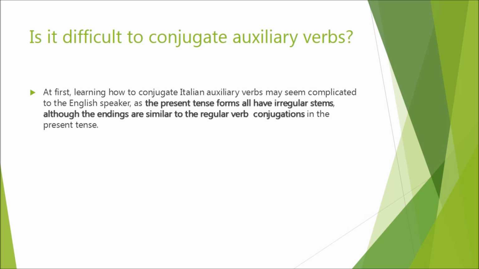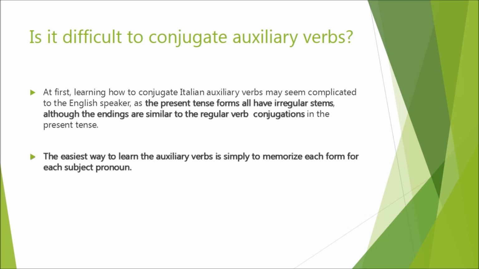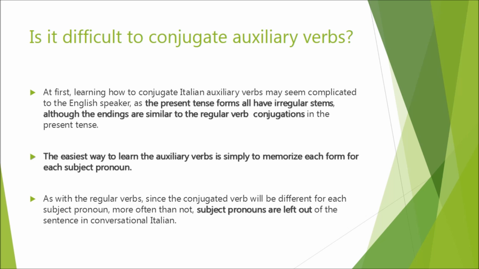At first, learning how to conjugate Italian auxiliary verbs may seem complicated to the English speaker, as the present tense forms all have irregular stems, although the endings are similar to the regular verb conjugations in the present tense. The easiest way to learn the auxiliary verbs is simply to memorize each form for each subject pronoun. As with the regular verbs, since the conjugated verb will be different for each subject pronoun, more often than not, subject pronouns are left out of the sentence in conversational Italian.